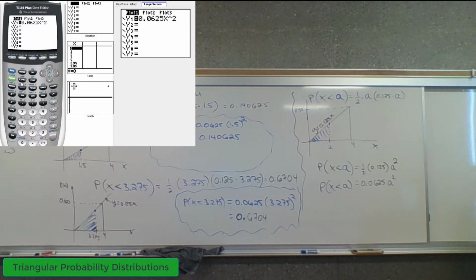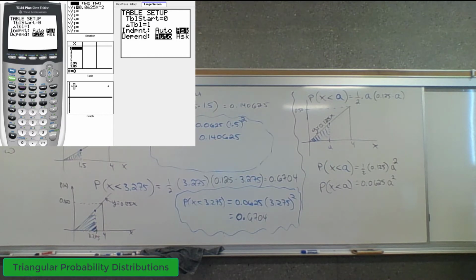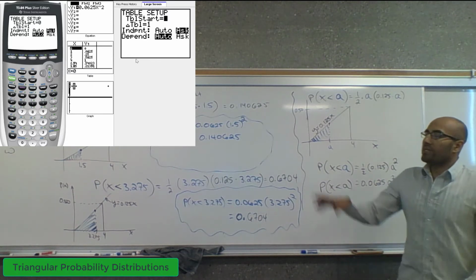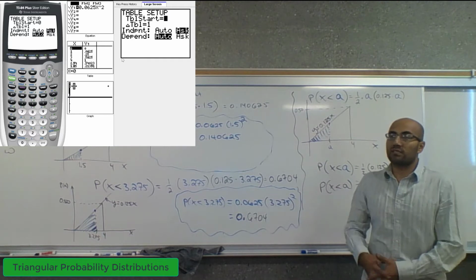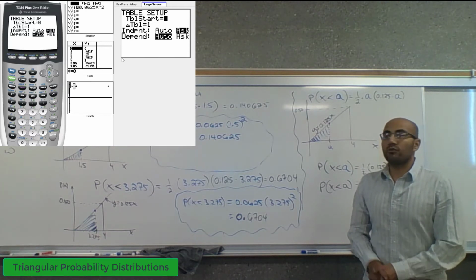Right above the window, there's a little button that says table set. So hit second table set, and make sure that your screen looks like this. We need the independent variable to say ask, and we need the dependent variable to say auto. You're only going to have to do this one time.